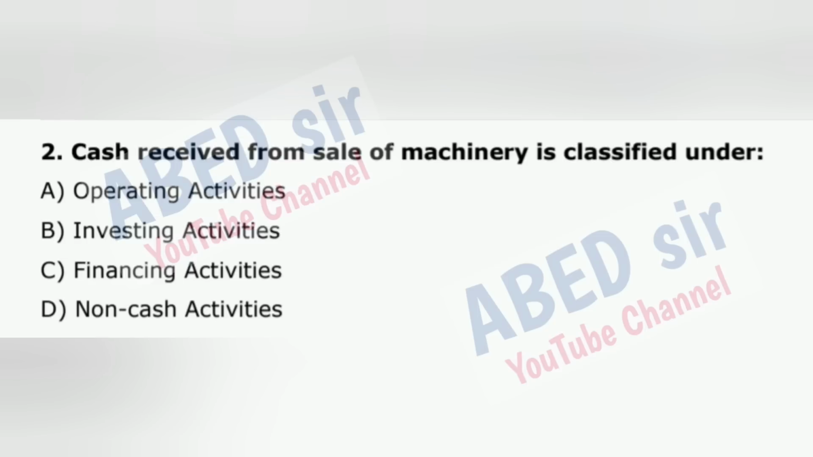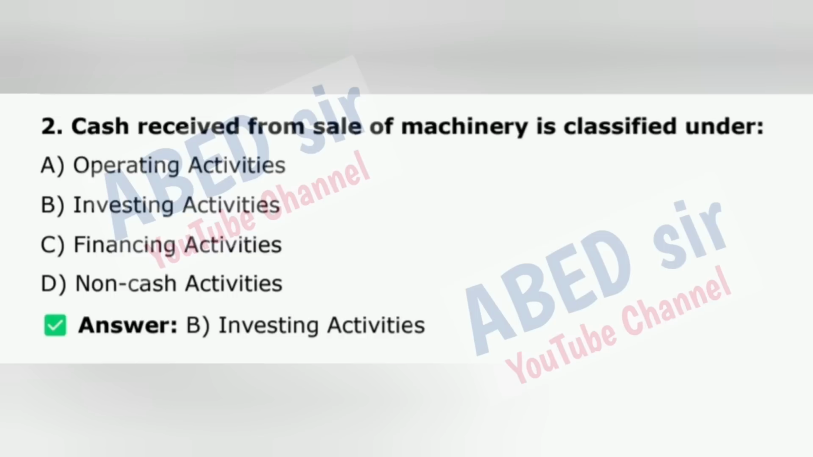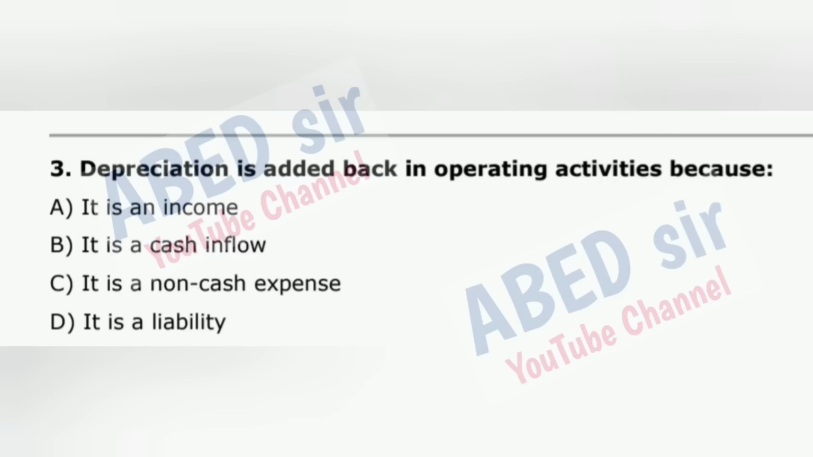Next question. 2. Cash received from sale of machinery is classified under A. Operating activities. B. Investing activities. C. Financing activities. D. Non-cash activities. Answer B. Investing activities.